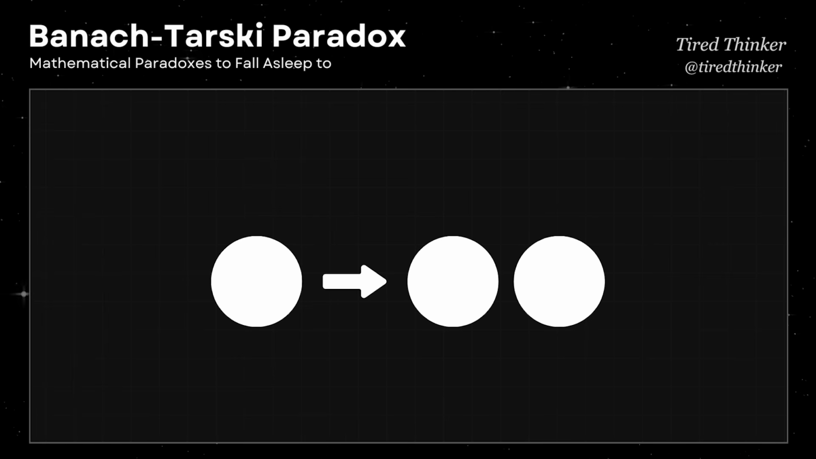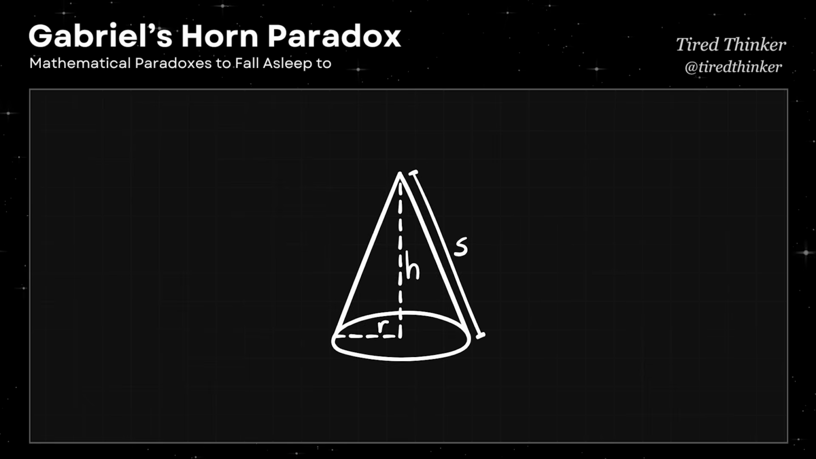Gabriel's horn is a mathematical shape that leads to a surprising paradox. It has a finite volume, but an infinite surface area. At first, this seems impossible. If a shape can hold a limited amount of material, then it should not require an unlimited amount of paint to cover it. Yet, when we look at the mathematics behind it, this result turns out to be true.